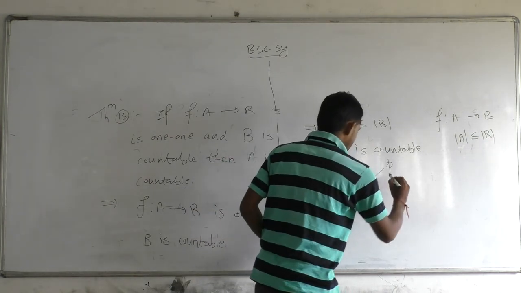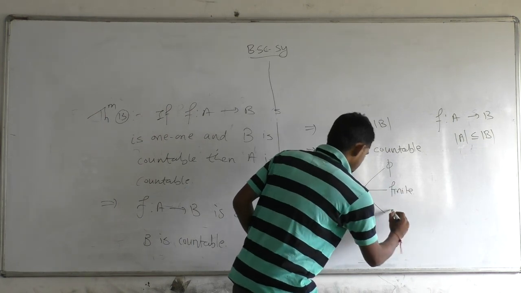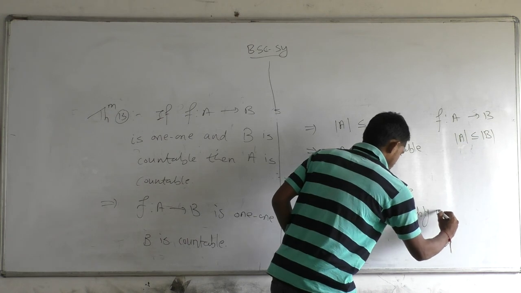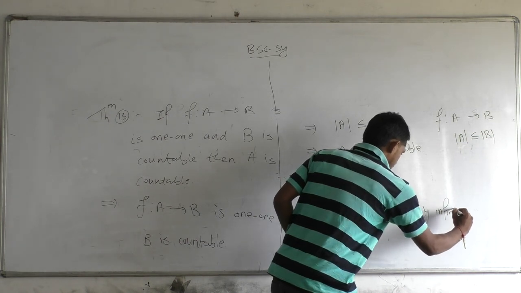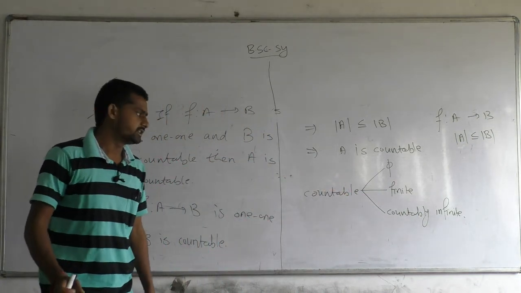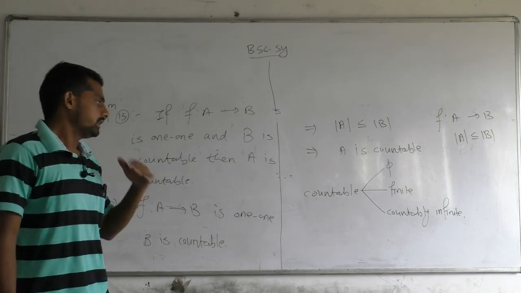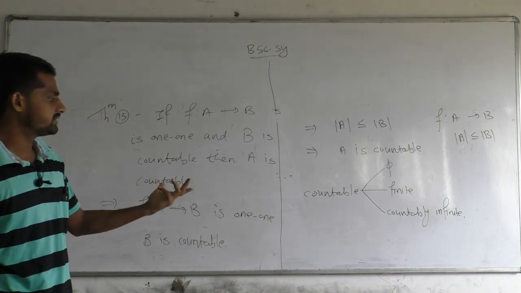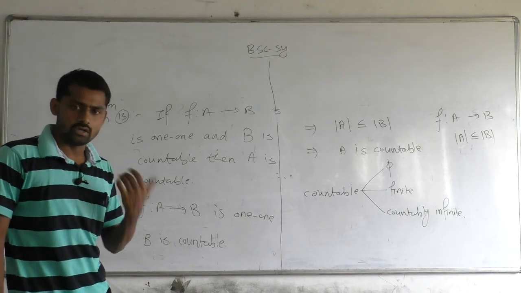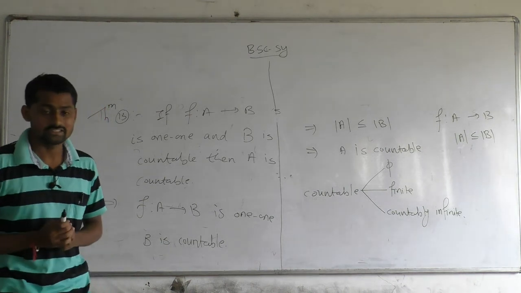Also note that the word countable is used if the set is empty, if the set is finite, and if the set is countably infinite. The word countable is used for these three conditions. If the set is empty, then we can say that it is countable. If the set is finite, then the set is countable. And if the set is countably infinite, then we can also say that the set is countable.